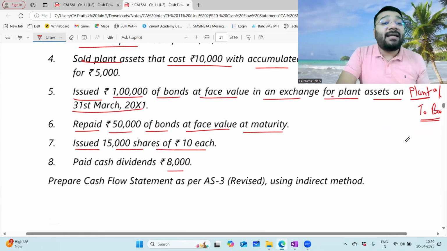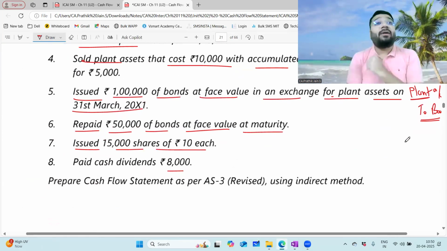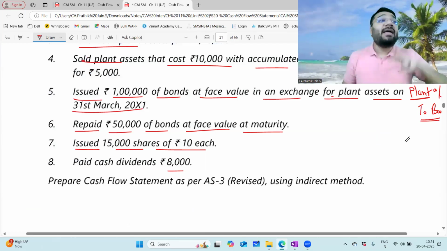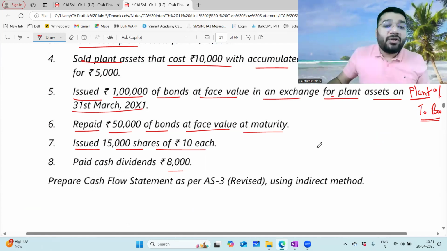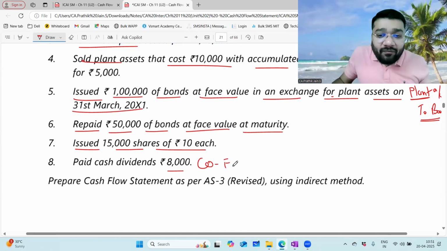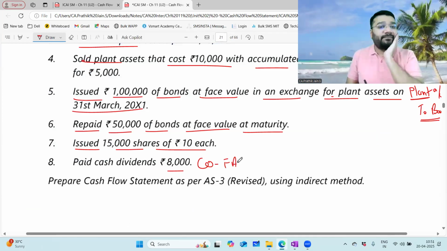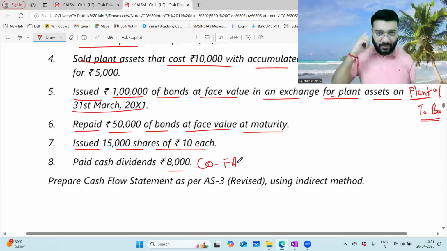But the question says dividend is paid. Dividend you pay on what? On the share capital. Share capital is what activity? Financing activity. Anything related to share capital will also be financing activity. Cash outflow of financing activity. Clear now? Okay.